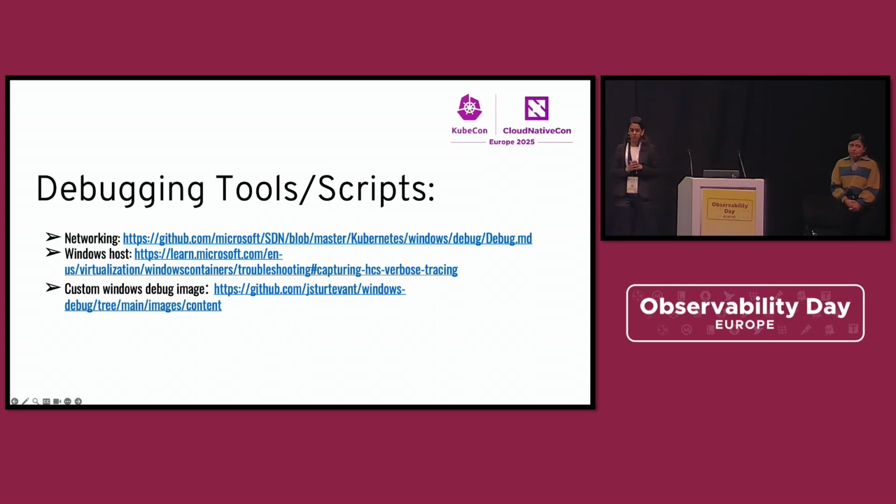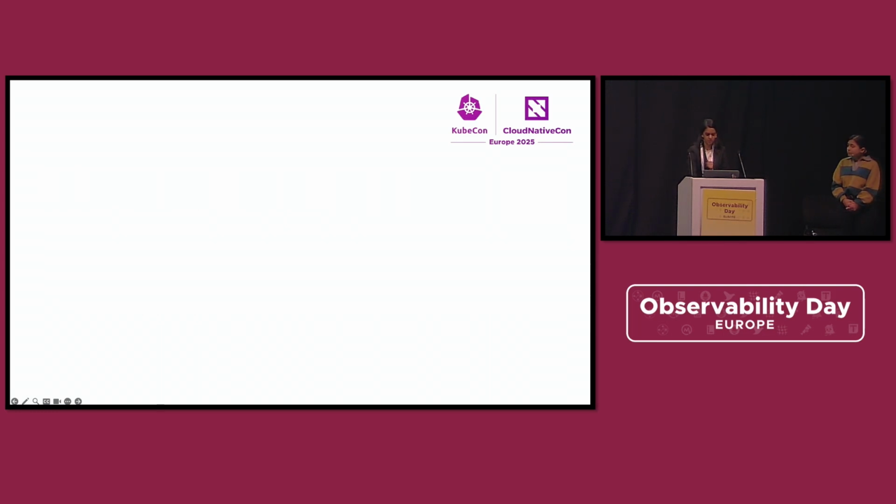A shout out over here to a custom Windows debug image that's available. So if you don't want to add your own tools to the node, you can start with this image. James Stutterwind, who is a fellow SIG Windows member, has published an image that is pre-packaged with a bunch of tools on there. It's a wonderful starting point for someone who's just getting their feet wet in debugging Windows nodes. Well, enough chat. Let's move to the demo and see a few of these things in action.